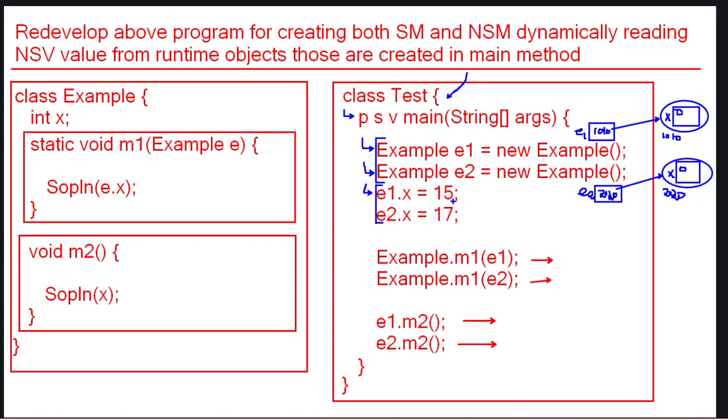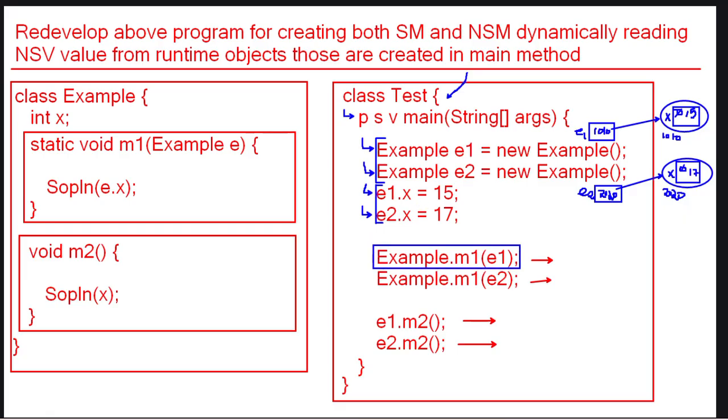e1.x equal to 15 means storing 15 in the x variable in the e1 object. 0 is replaced with 15. Next, e2.x equal to 17. 17 is stored in x in e2. What happened? In the e2 object, x's 0 is replaced with 17. Okay, now the next line.